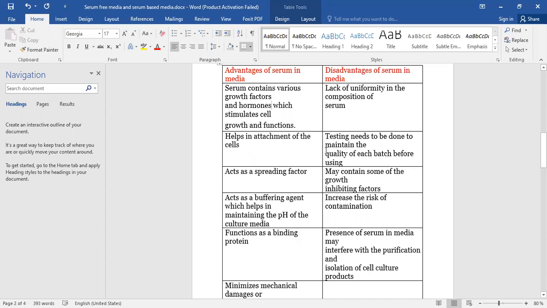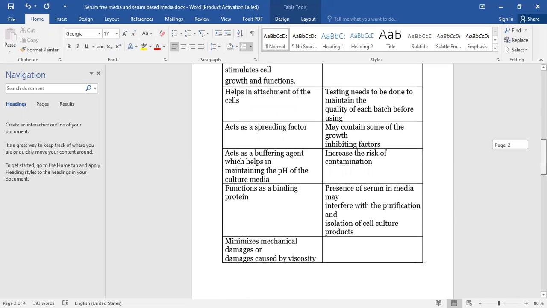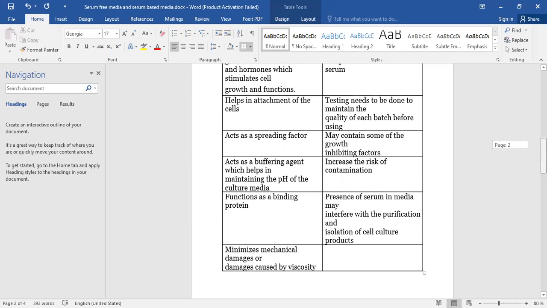What is the disadvantage? The serum needs to be tested before the culturing. Serum acts as a spreading factor. It acts as a buffering agent also and will maintain the pH. It functions as a binding protein and minimizes the mechanical damage. So these are the advantages of the serum.